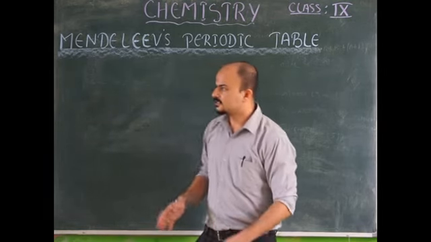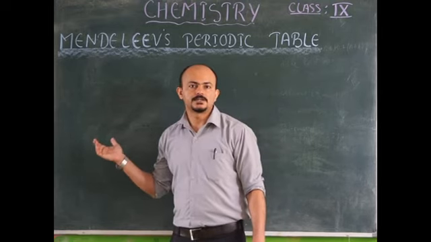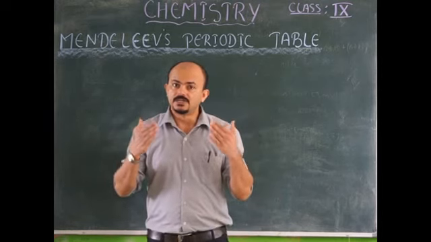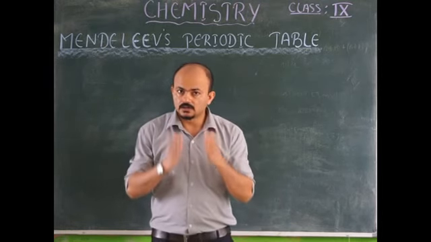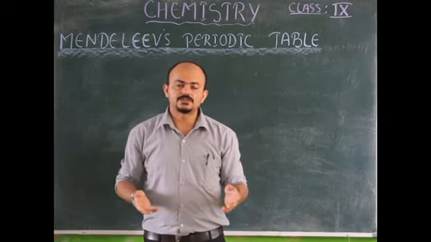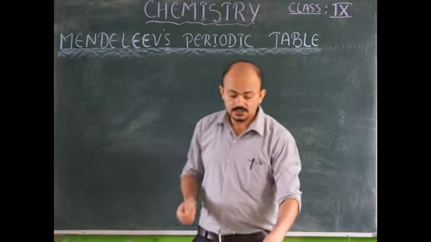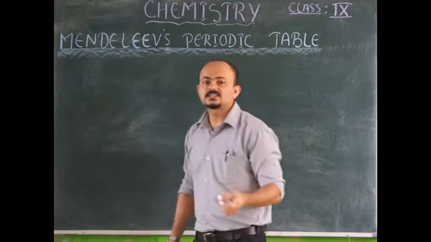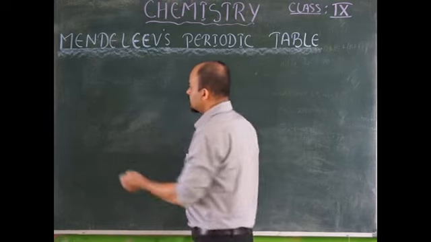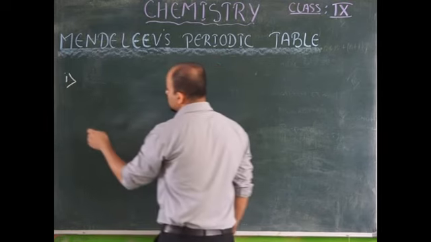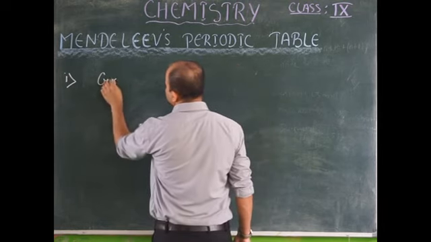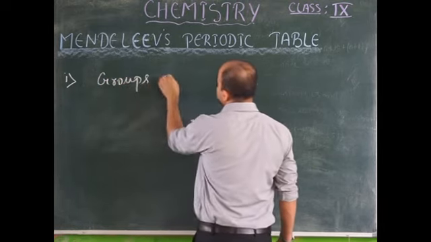Now Mendeleev, in his periodic table, studied all the different elements and categorized them into vertical columns known as groups and horizontal rows which are known as periods. Now we are discussing some features of Mendeleev's periodic table. Number one, he categorized elements into different groups and periods.